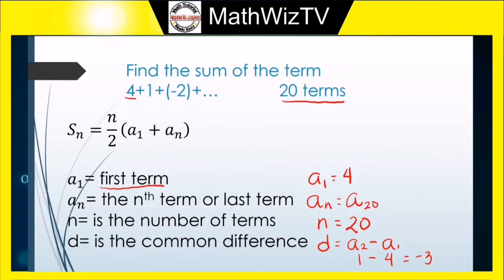Now, since we have all the values needed, let us substitute them into our formula. So, S sub n becomes S sub 20 because the value of n here is equal to 20. And then n is equal to 20 all over 2, and then multiply by the quantity a sub 1. As we can see, a sub 1 here is 4. So you will write 4 plus a sub n or a sub 20.